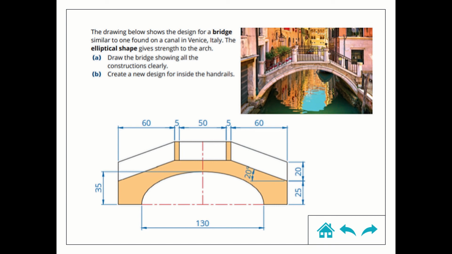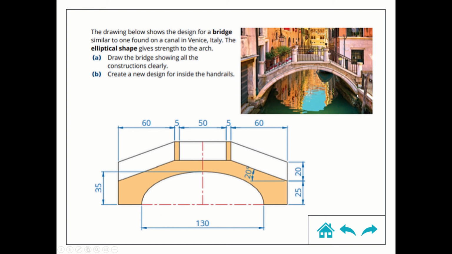Hi all, welcome back. So in this video we're going to look at our second exercise for our elliptical or conic sections. In this case we're going to draw this example of a bridge that we can see here in Venice. The elliptical shape is often used, particularly in architecture, because it gives a very strong shape. It means that you can reduce the amount of material required for your arch an awful lot, yet you can still maintain quite a lot of stability.